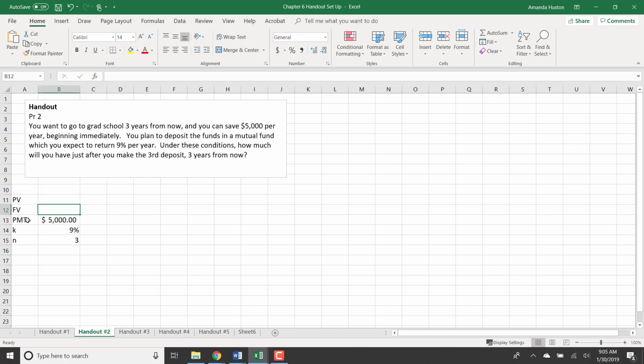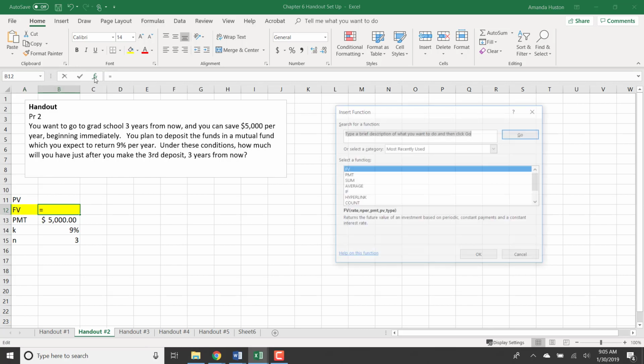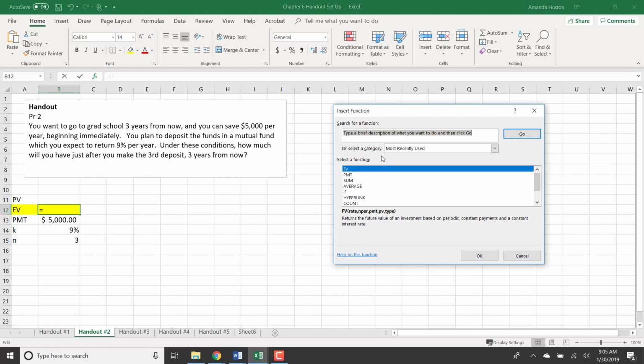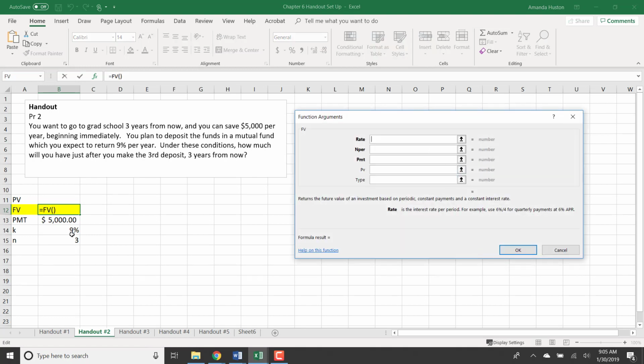We're solving for future value again, but this is with a payment instead of just one lump sum. I'm going to hit future value. Future value is already up here, so I'm going to select that one. I know my rate is 9%. My number of periods is 3. Now I'm going to put a payment instead of a present value, and I just put the negative sign and touch the payment of $5,000.